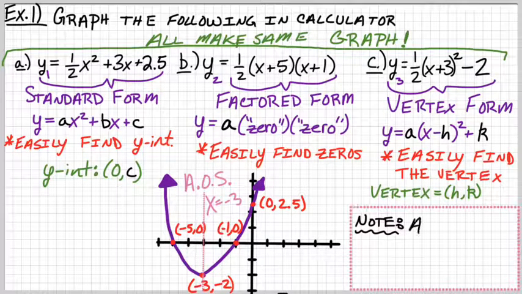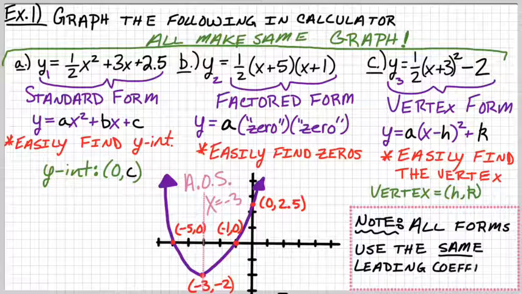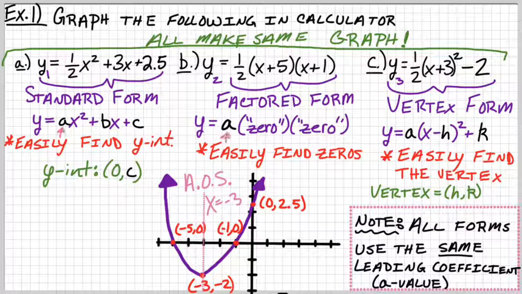And then one quick note. I want you to notice, this is the important part. Whatever form you're using, they all use the same a value. They all use the same leading coefficient, or you can call it the a value. So I'm going to add little pink arrows in here. Whether you're using standard form, factored form, or vertex form, they all use the same a value. That's important when we go to solve different kinds of parabola questions or quadratics. The rest of their math is not affecting that.